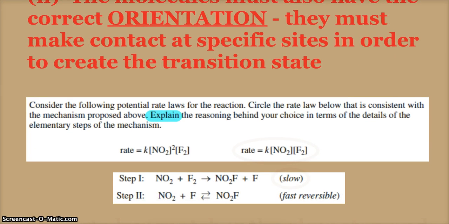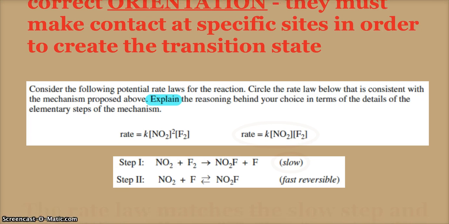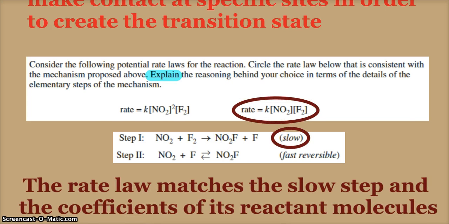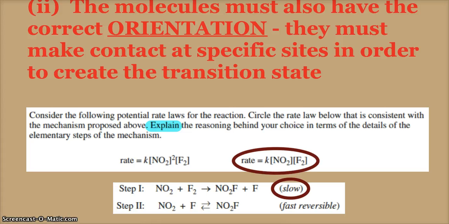And now it says, consider the following potential rate laws for the reaction. Circle the rate law that is consistent with the mechanism proposed. And I just brought it down here again. And remember, our first step is slow. So hopefully, you see that the rate law matches the slow step.